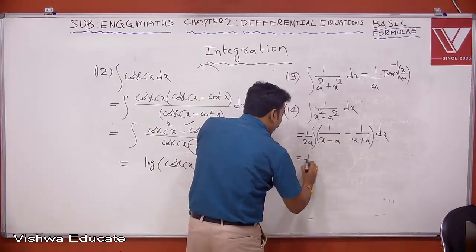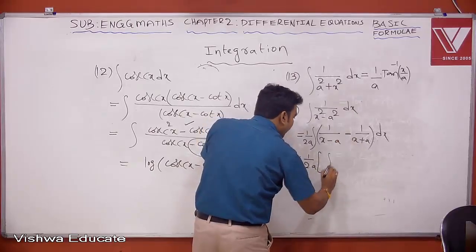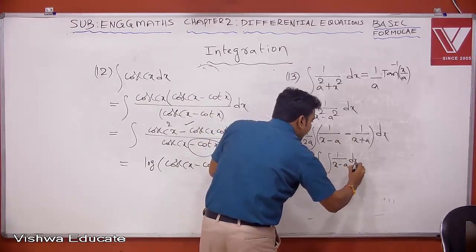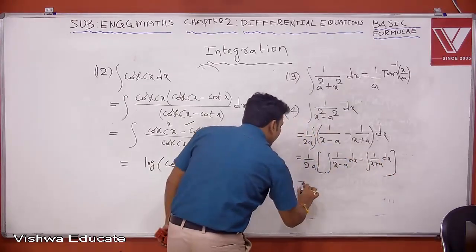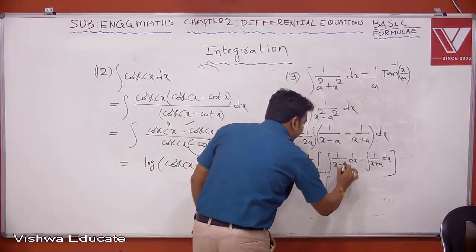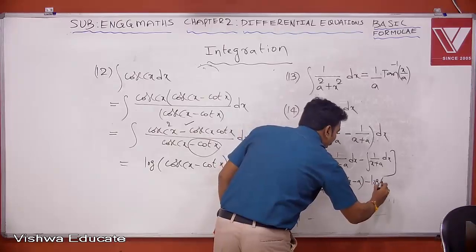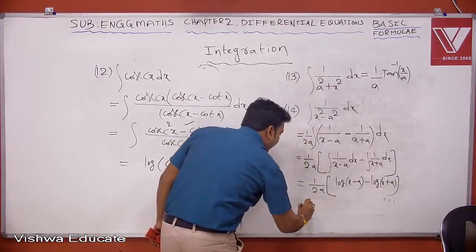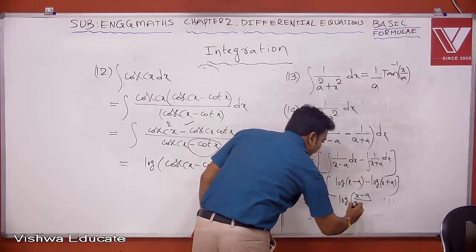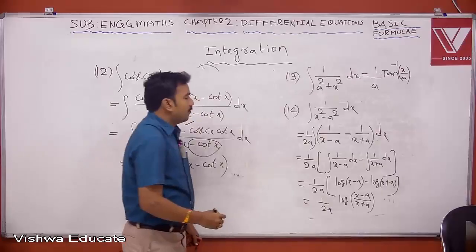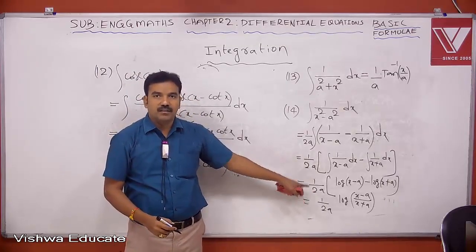2a gets cancelled. So 1 by 2a into, apply the linear property because between two functions we have a minus symbol. So this is integral 1 by x minus a dx minus integral 1 by x plus a dx. So this is 1 by 2a into log of x minus a minus log of x plus a. Log a minus log b is log of a by b. So this is 1 by 2a into log of x minus a divided by x plus a. Therefore, in this case, the result is 1 by 2a into log of x minus a by x plus a. Note all this.